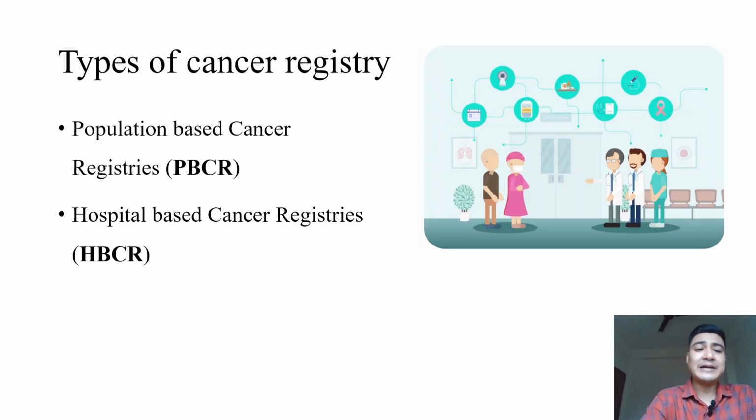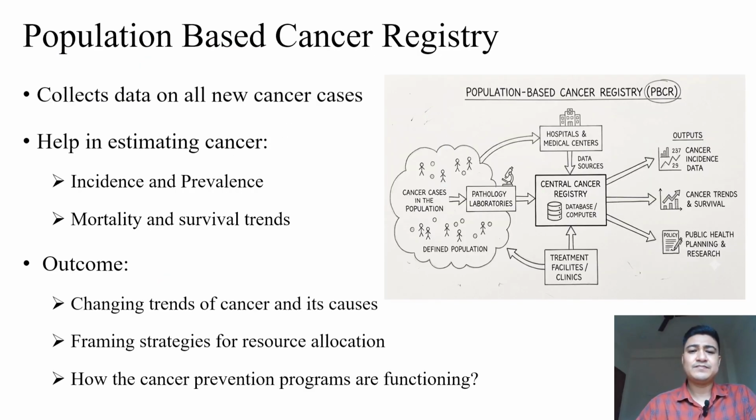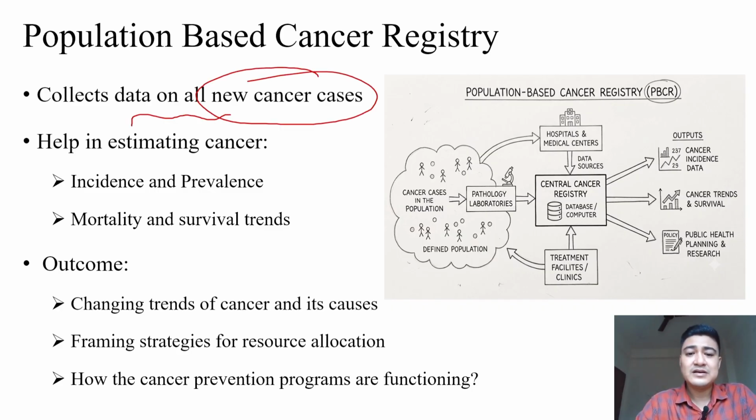Now, coming to the types, since I have mentioned it in my second slide, it can be population based cancer registries and it can be hospital based cancer registries. Few points on population based cancer registry now. The population based cancer registry, as I have mentioned, collects data from the whole population. So it collects data of new cancer cases arising from the population. How and where is it collected?